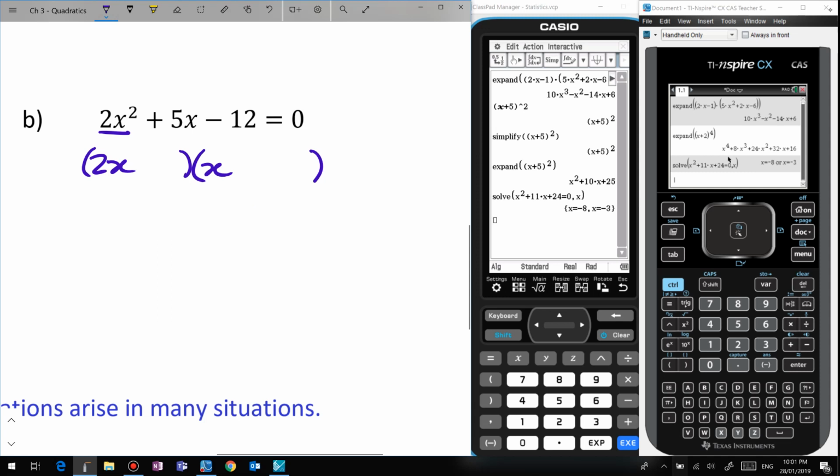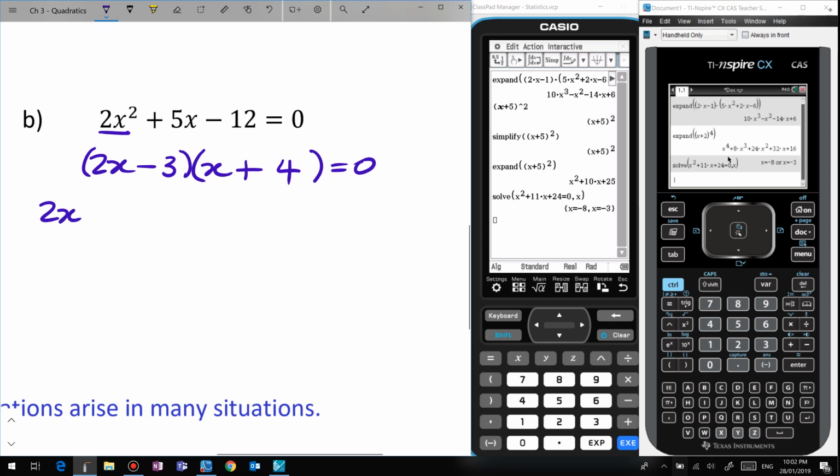Other things that multiply to give me 12: 4 and 3. That's going to give me 6. That's going to give me 4. No good. Try 4 and 3 the other way. That's going to give me 8. That's going to give me 3. 8 and 3 somehow can make 5. If I've got plus 8 minus 3, that will give me 5, equals 0.